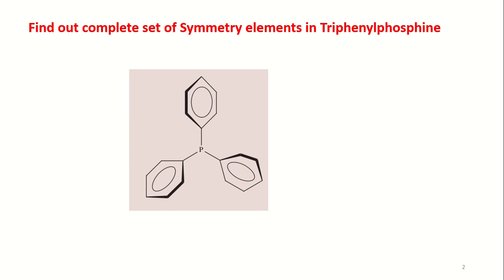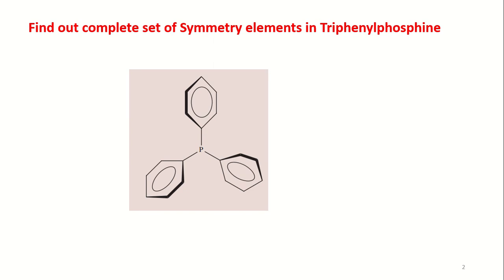Yes, there is another one, which is actually C3 twice. If we repeat C3 two times, then the structure would be indistinguishable as compared to the reference one. So far there are three symmetry operations and elements found in triphenylphosphine. The first one is identity, the second one is C3, and the third one is C3 twice.